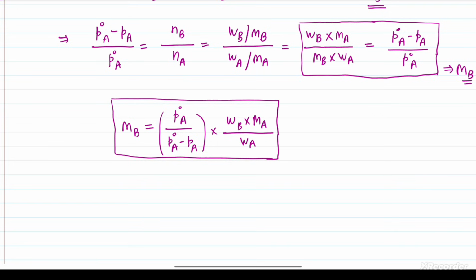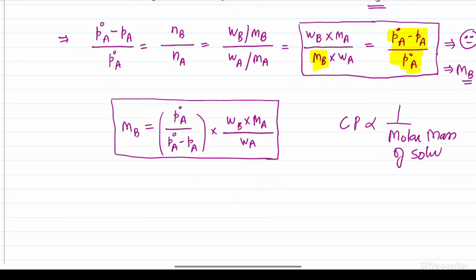Again, one thing that you can relate from this equation, and this is the common phenomenon, a common observation you will have in all the four properties, is that this molar mass Mb relates inversely. Mb and colligative properties are inversely proportional. So colligative property is inversely proportional to the molar mass of solute. This is the common observation in every case that you will have.